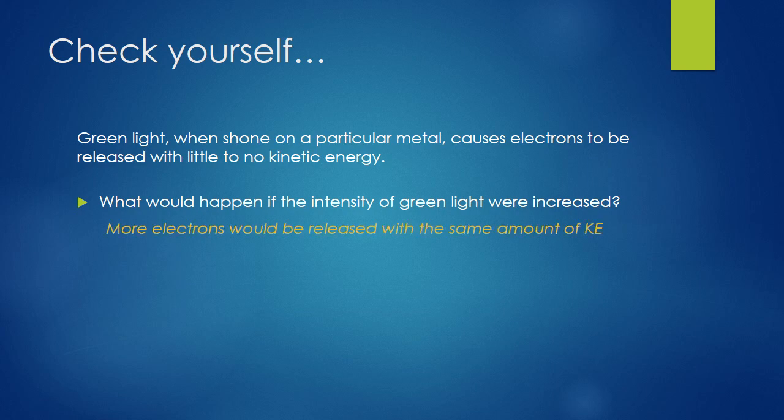If you said that more electrons would be released with the same amount of kinetic energy, you're absolutely right. Again, we're not changing the frequency of this light, we're just changing intensity. Therefore, we're going to release more electrons with no effect to the energy. Now what do you think would happen if instead we shone red light instead of green light?